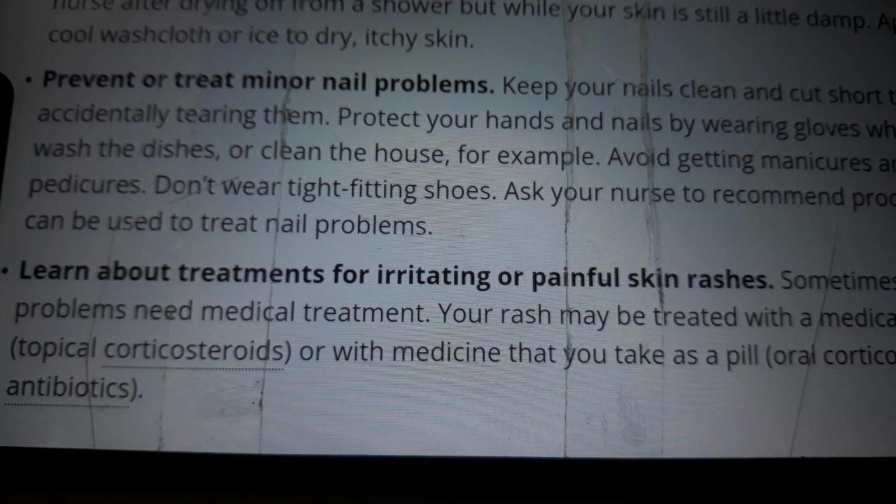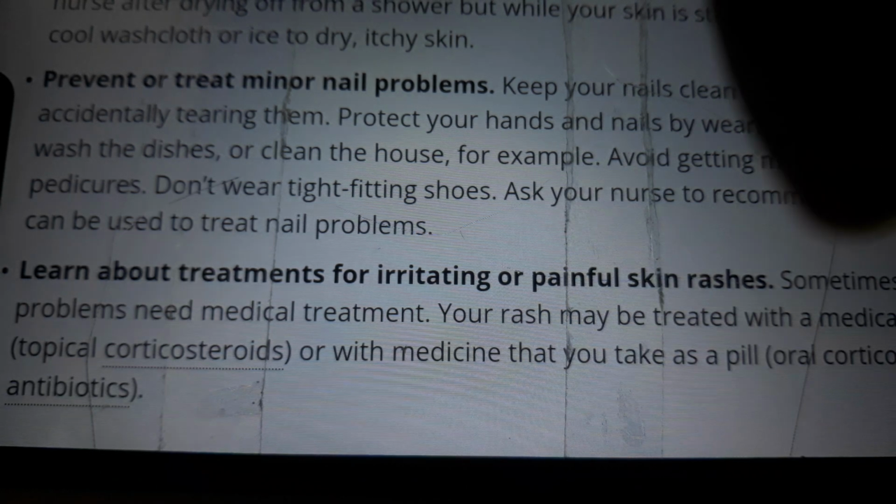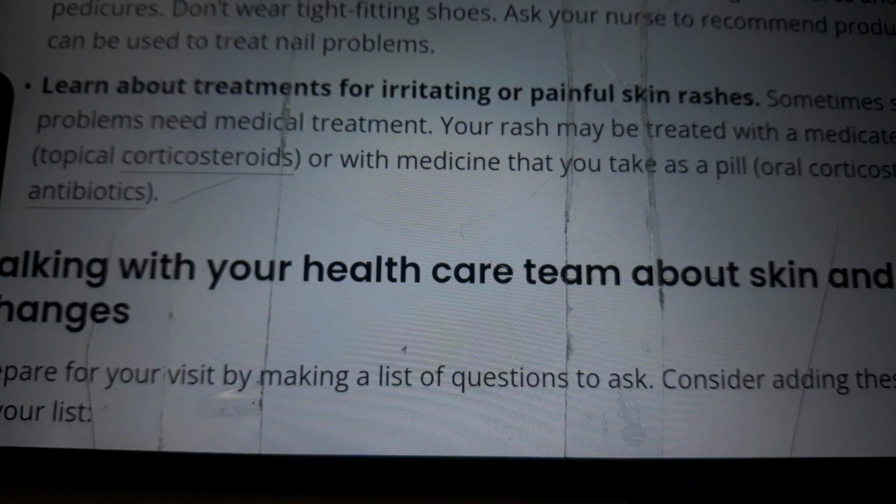Prevent or treat minor nail problems. Keep your nails clean and cut short to avoid accidentally tearing them. Protect your hands and nails by wearing gloves when you wash dishes or clean the house, for example. Avoid getting manicures and pedicures. Don't wear tight-fitting shoes. Ask your nurse to recommend products that can be used to treat nail problems.